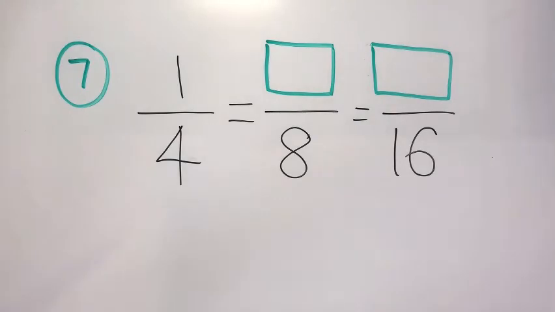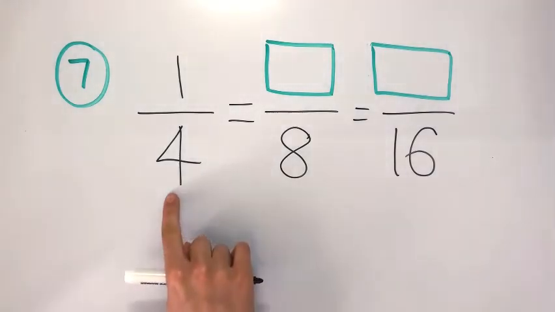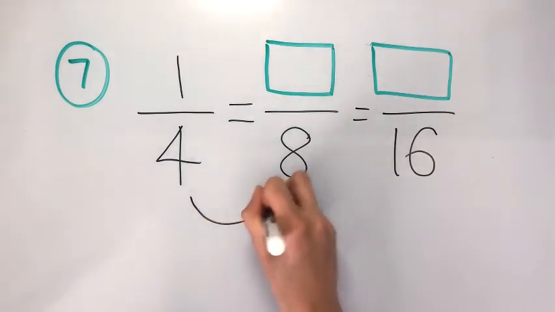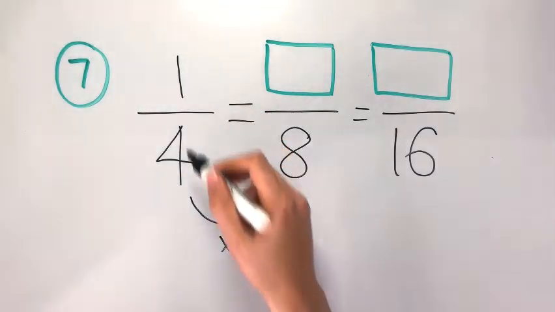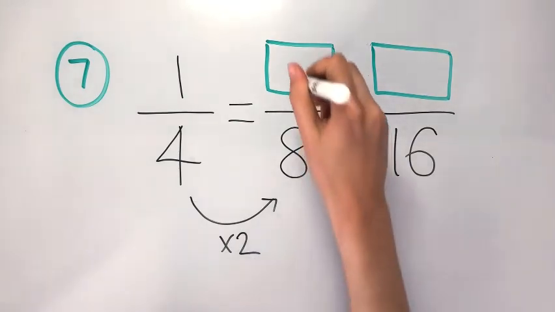Question 7. 1/4 equals something over 8, and that's also the same as something over 16. Our rule is, whatever we do to the bottom, we also do to the top. To get from 4 to 8, we've times by 2. We're going to do exactly the same to the top. 1 times by 2 is 2.